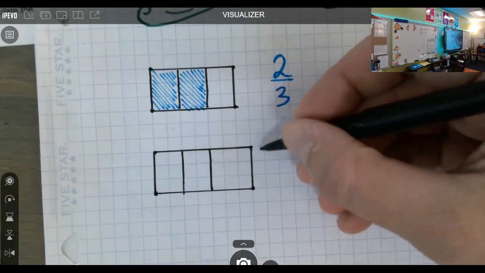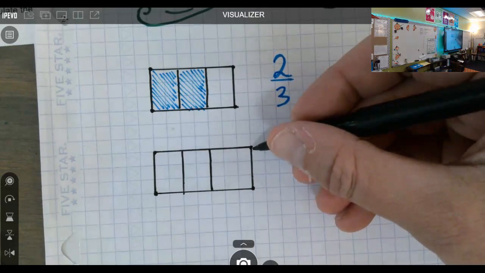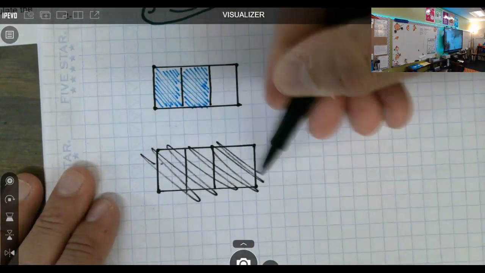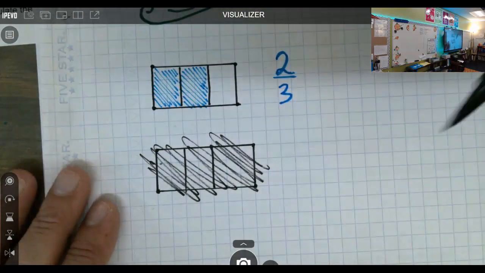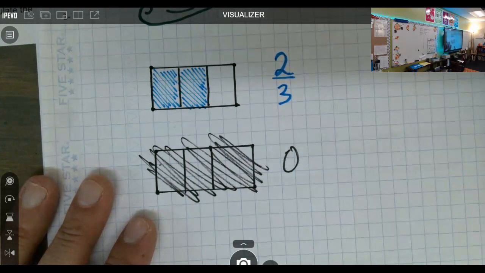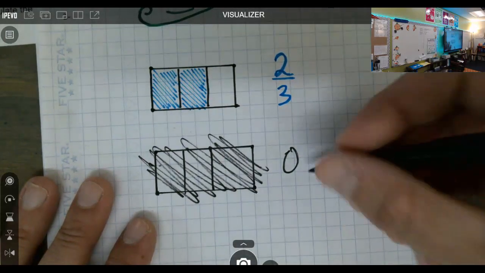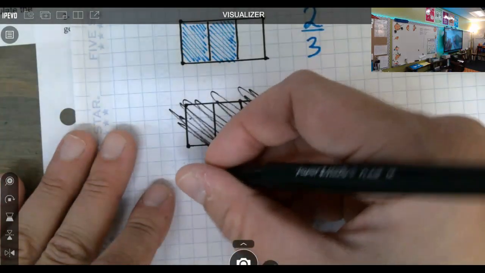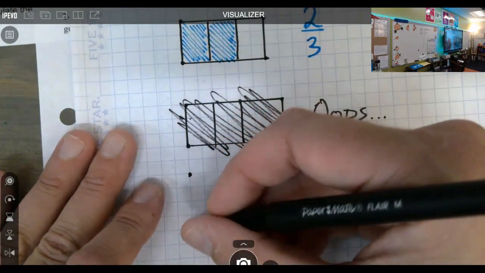Wait! Oh, I messed up. This is why you don't do math in a pen. Yeah, I messed up too. Hey, here's a great example. Is this supposed to be 8 long? How do you spell oops? O-O-P-S. All right, I'm starting over. I'm going to go 4 tall.